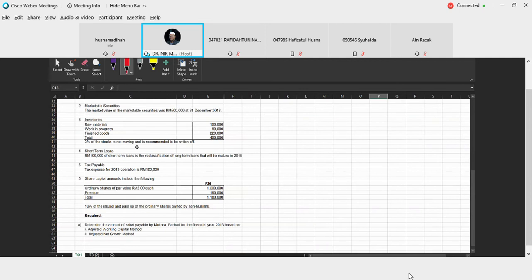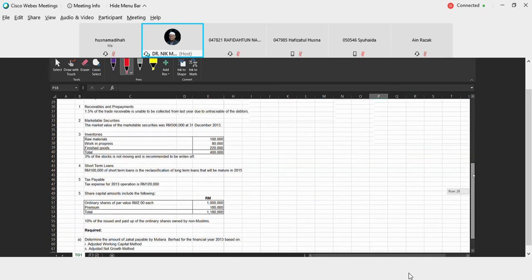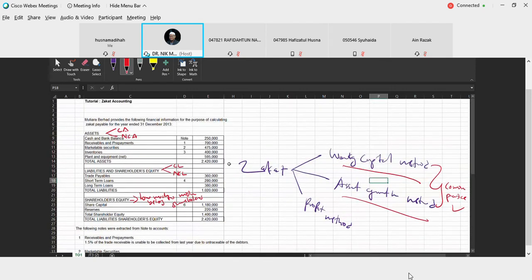This is just some sort of practice that you can have before you go for your final exam, whenever you want to prepare yourself for the zakat calculation parts. Okay, if you want this file, I will give it to you after this, and inshallah, you will have guidance on how zakat is calculated based on the working capital and asset growth methods. Okay.